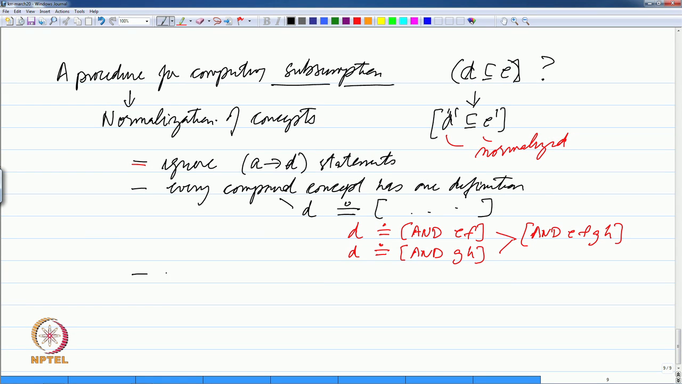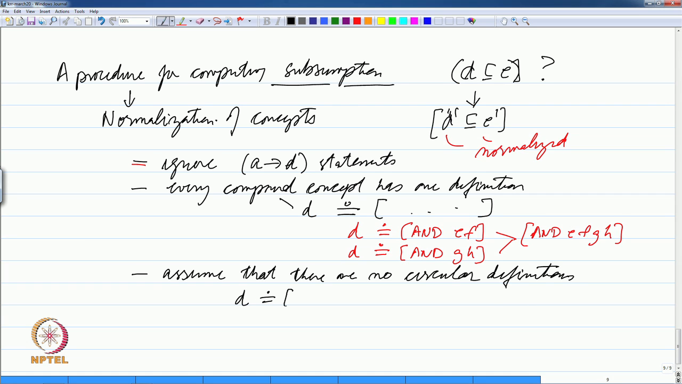and then we will assume, or you sort out your knowledge base, that there are no circular definitions. What do you mean by this? That if you define a concept D, for example, in terms of E, and then you define E in terms of some concept F, then you do not end up defining F in terms of D, for example. So, we are saying that this is not allowed.